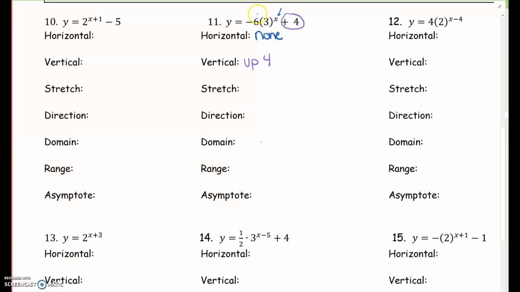The stretch is the number that's being multiplied in front. This is a whole number, 6, so it is going to definitely be a stretch. If you are multiplying by something like 1/2, it would be a shrink. If you were not multiplying anything in front, you would write none. Like take a look at number 10. Is there a stretch in number 10? No, there's nothing being multiplied in front of that term that has the exponent. Direction. Because there is a negative, this is a flip.